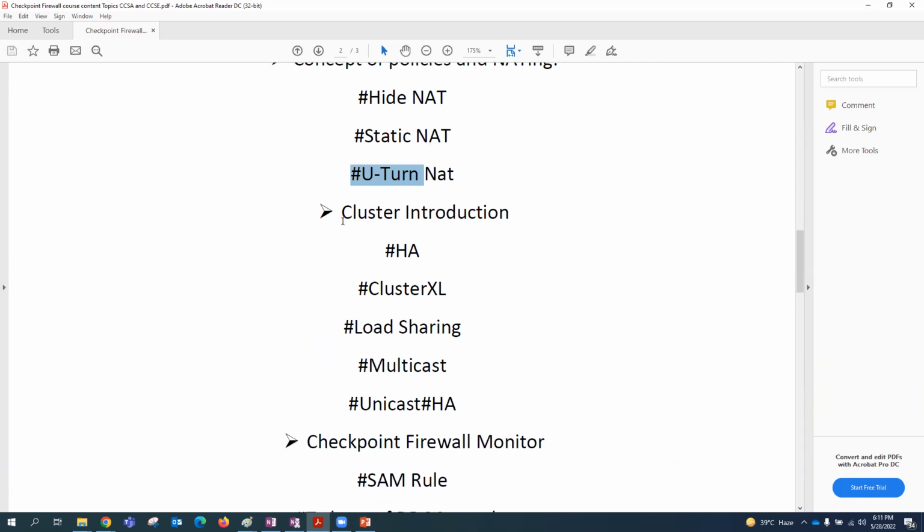Then we have a very important topic, which is clustering, meaning the failover, or you can say high availability in technical terms. So we have certain modes like high availability, cluster access, load sharing, multicast, unicast. These are the modes through which you can deploy multiple firewalls in one cluster, and you can achieve the redundancy, right? So whenever you talk about redundancy, these methods come into the picture in terms of Checkpoint firewall, right?